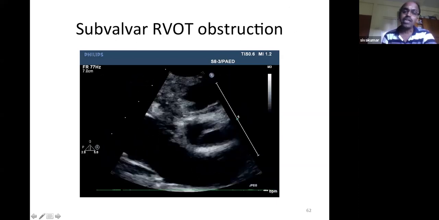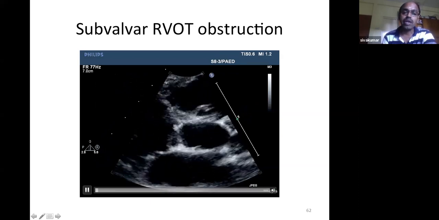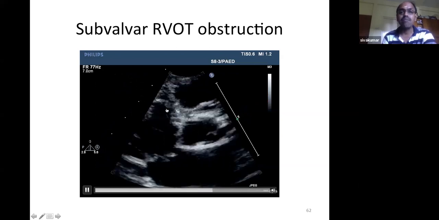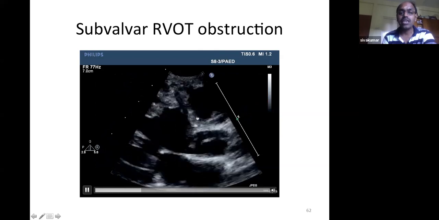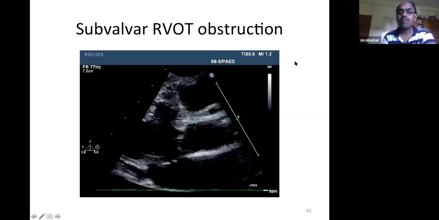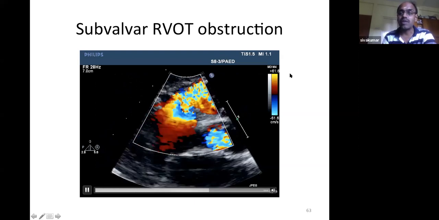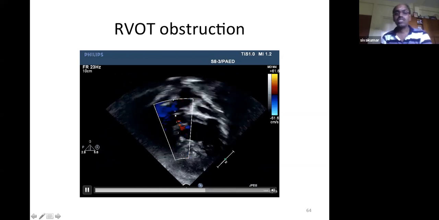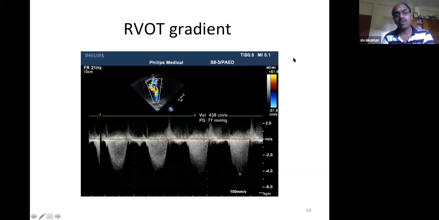Sometimes there can be right ventricular outflow tract obstruction, very often caused by thick subaortic conal muscles. So this is a thick subaortic conal muscle that is below the aortic valve, causing a severe subaortic narrowing, and you can appreciate the significant subaortic narrowing. So this is the right ventricular outflow tract obstruction, where there is also some degree of left ventricular outflow tract obstruction.